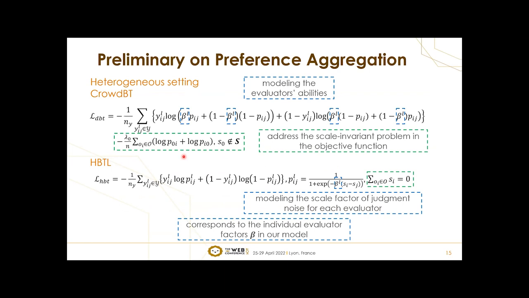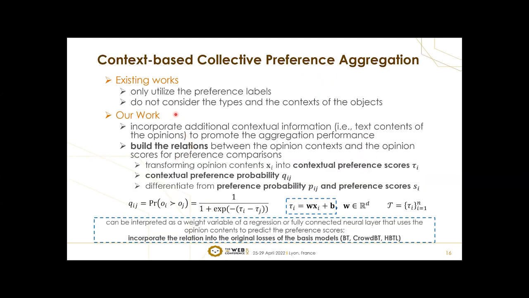In the heterogeneous setting, for example, the CrowdBT model models the evaluator's ability, and the HBTL model models the scalar factor of judgment noise for each evaluator, although this beta parameter has somewhat different meanings or explanations. It corresponds to the individual evaluator factor in our model. We will utilize the BT model, the CrowdBT and the HBTL model as the basis models for our proposal. All this existing work only utilizes the preference variables and does not consider the context of the objects. So our work will incorporate additional context information to promote the aggregation performance.